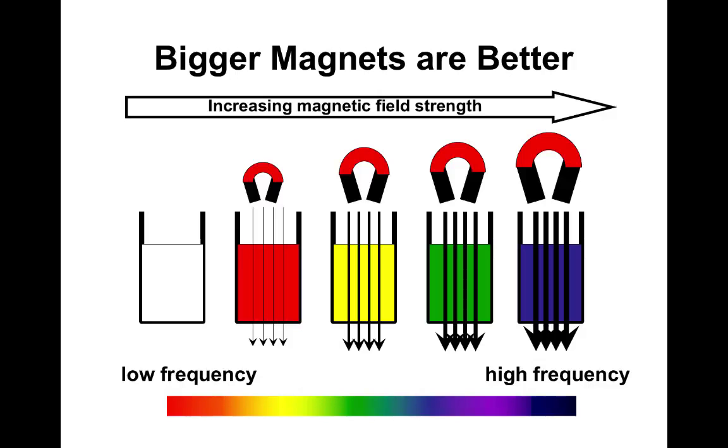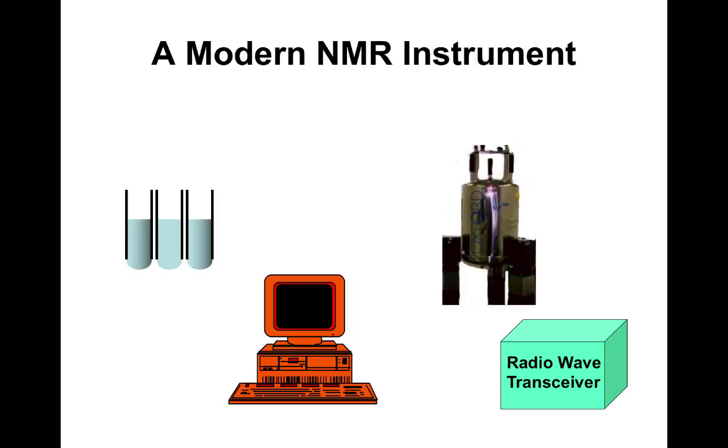So bigger magnets in NMR are better. Increasing the field strength increases the frequency. It increases the dispersion or separation of the peaks. It also makes the peaks narrower, and that's what we typically want.